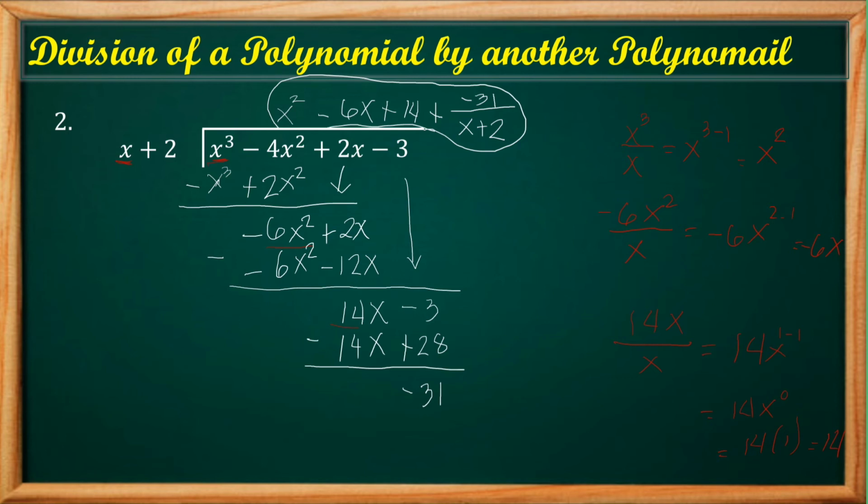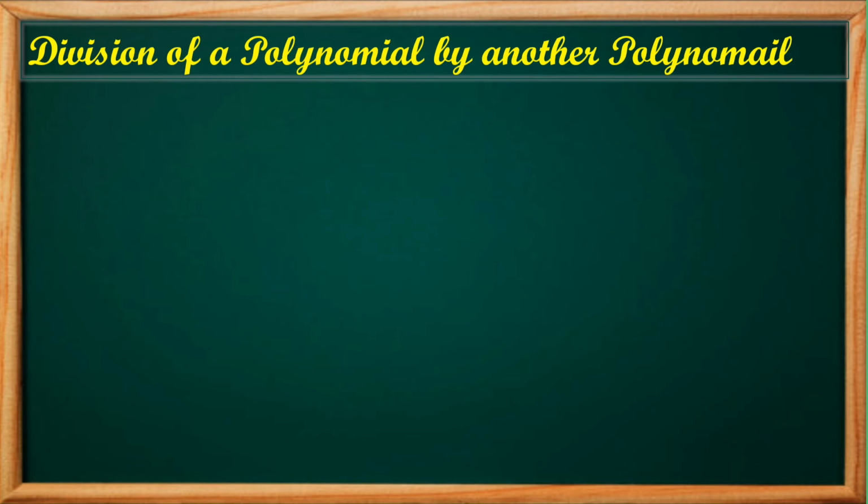Therefore, the quotient for x cubed minus 4x squared plus 2x minus 3 divided by x plus 2 is x squared minus 6x plus 14 plus negative 31 over x plus 2. Okay, that is how to divide polynomial by another polynomial. Okay, example number 3 tayo.